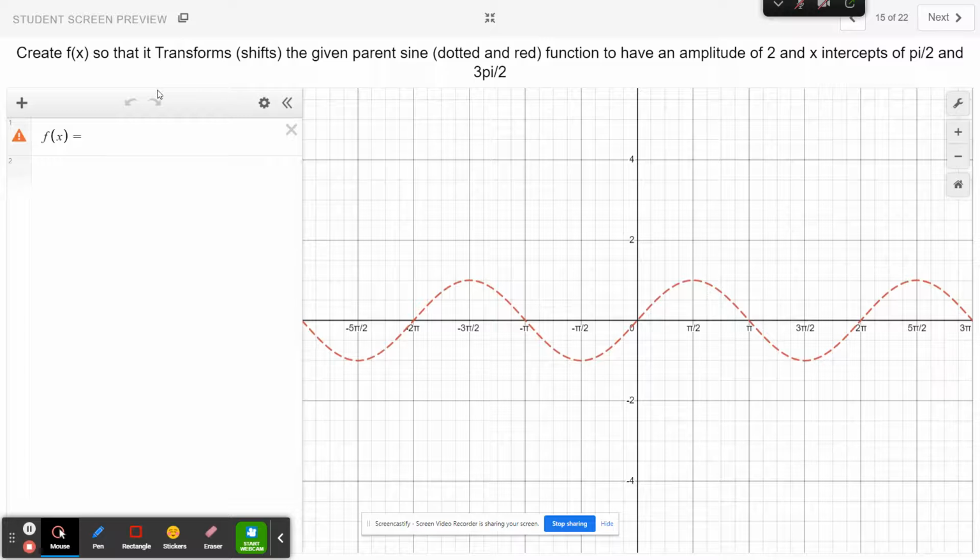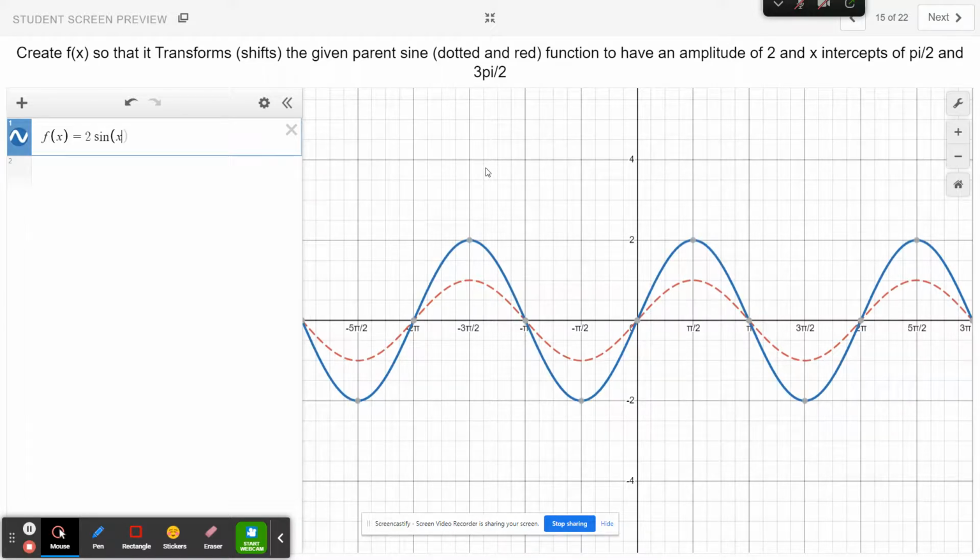We want to create, again, f of x so it transforms the given parent sine function to have an amplitude of 2 and an x-intercept at pi halves. So right now, pi halves is a max and 3 pi halves is a min. So I'm going to have to shift this left and right as well as add my amplitude. So I know an a of 2 is going to definitely give me my amplitude. So right now I have an x-intercept at 0, and I want to move it to pi halves.